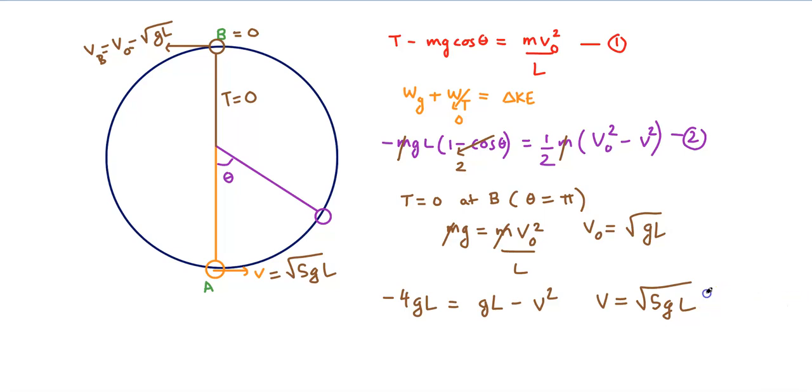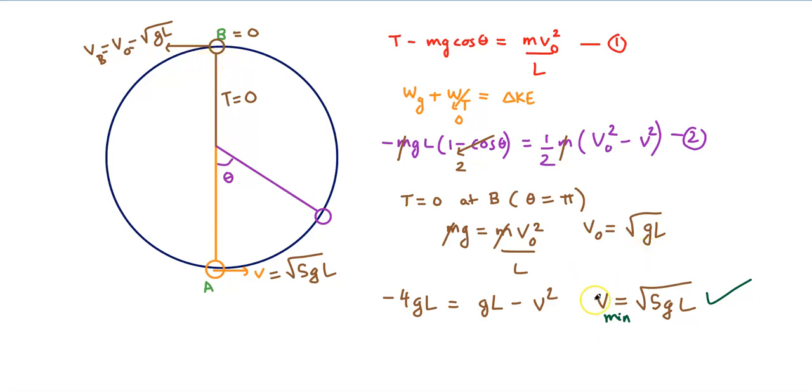Right? This is the speed that's necessary to make it reach point B, barely enough to make it reach point B. For any speed higher than this, it's going to complete the circle, and the tension at the top is not going to be 0, it's going to be greater than 0. But this is the minimum speed required to make the bob reach all the way to the top.